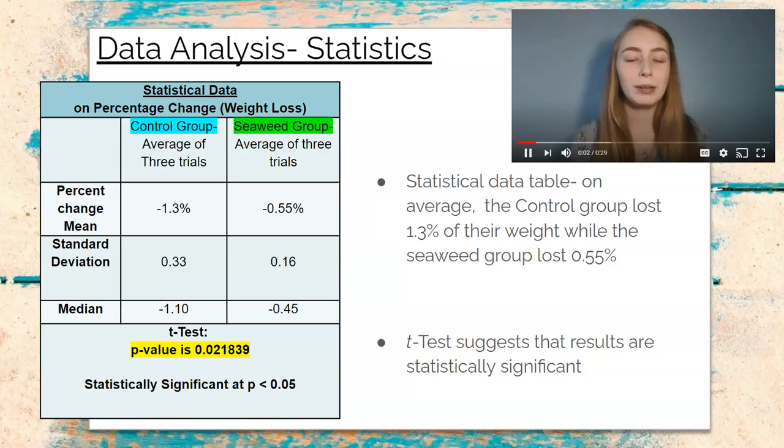I calculated the mean, standard deviation, and median of percent change for all 3 trials. On average, the seaweed groups lost 0.55% and the control groups lost 1.3% in weight. I also ran a t-test. The p-value was less than 5%. This suggests that the results were significant and less likely due to chance.